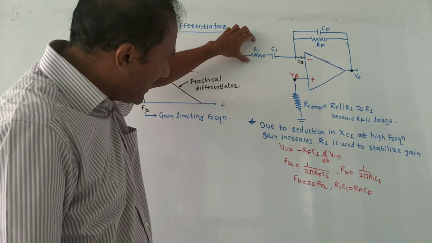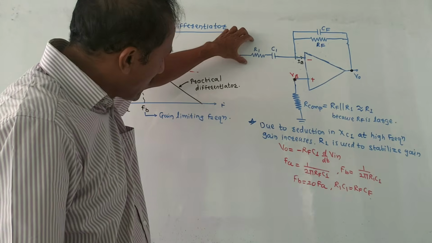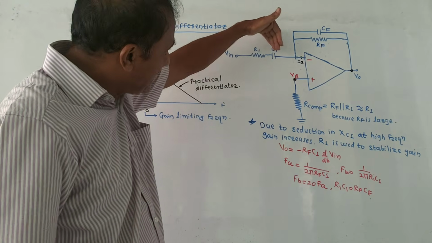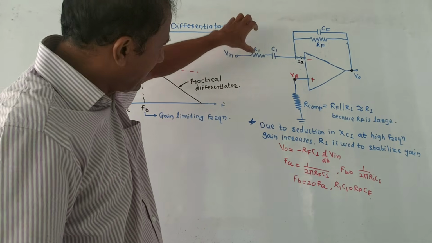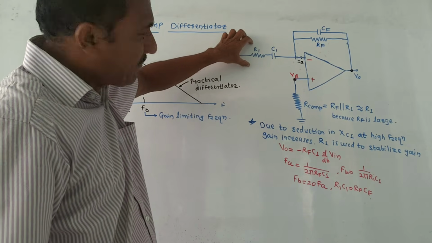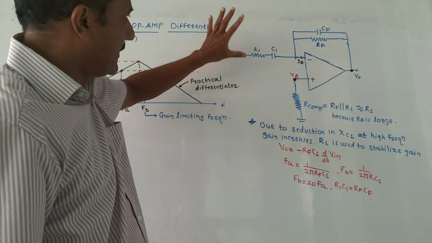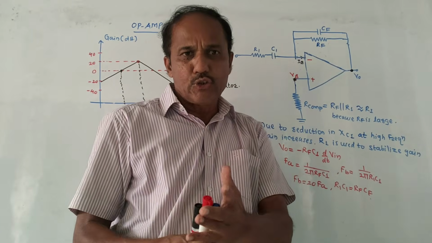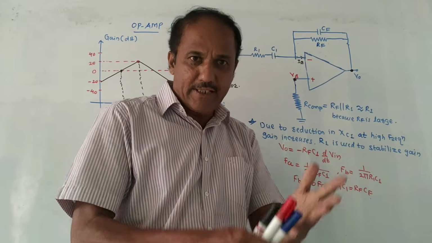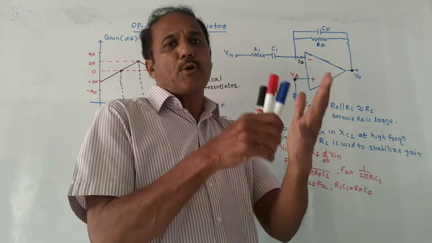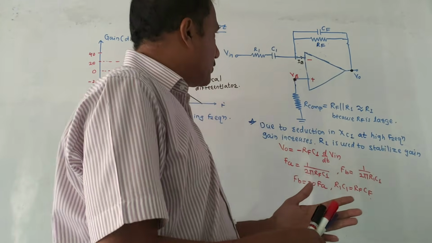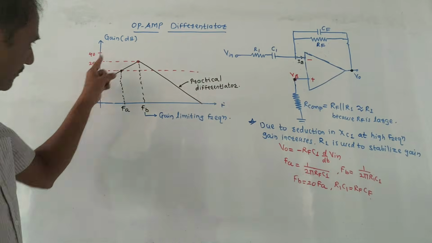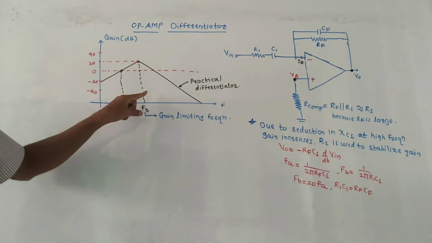So we have added one resistance R1, due to which think like this: even if this capacitor C1 will be short circuited, some resistance will be offered at the input side. So due to addition of R1, we have reduced the problem of stability, as well as we have reduced the problem of high frequency noise signal. Now this is the frequency response of practical differentiator.